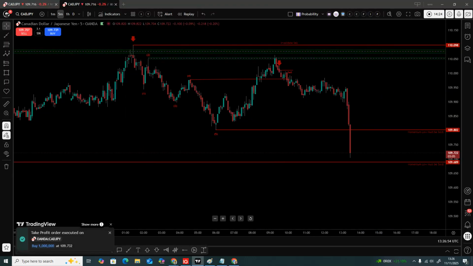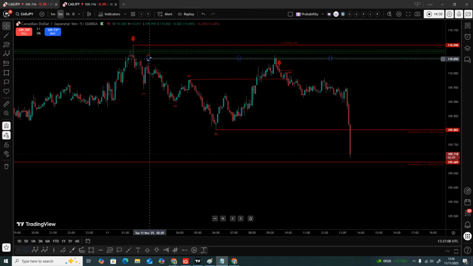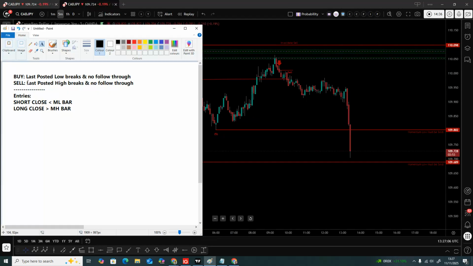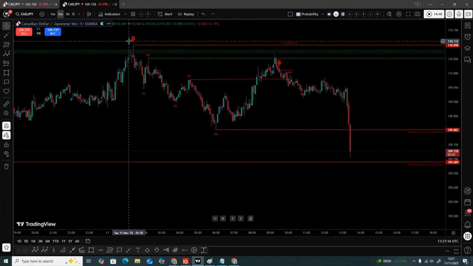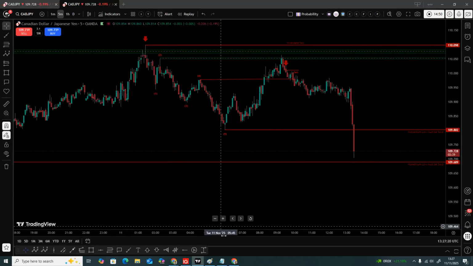What we've done here, let me just recap quickly. We waited for the break of the last posted high, which is this one here. We had a failure to follow through. The buyers pushed the price from the 5 all the way there as a discount to the downtrend that is about to start. That's a confirmation. I don't need to go back into the analysis of the trade.